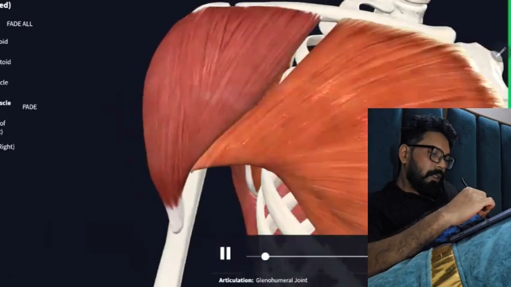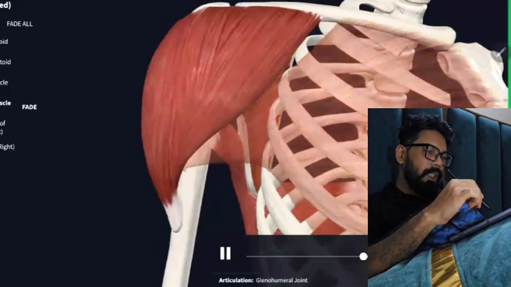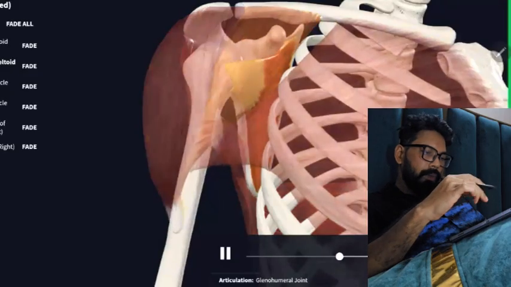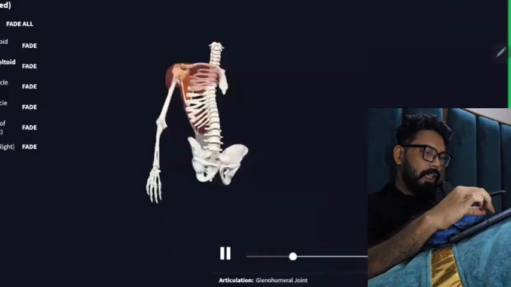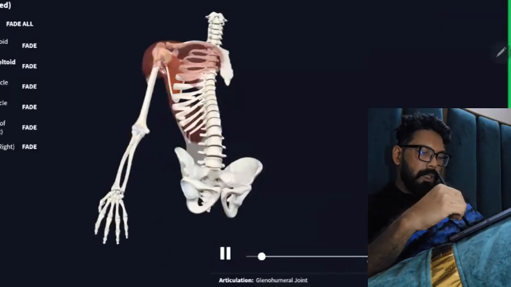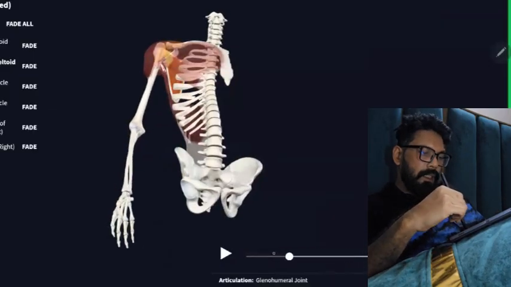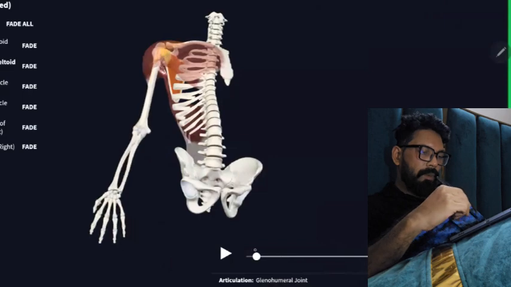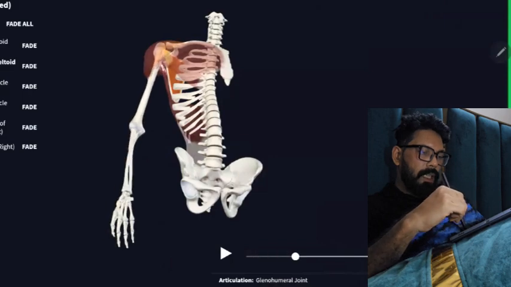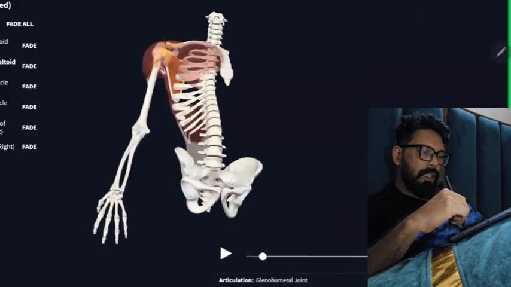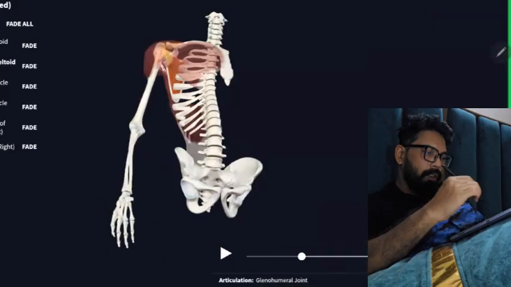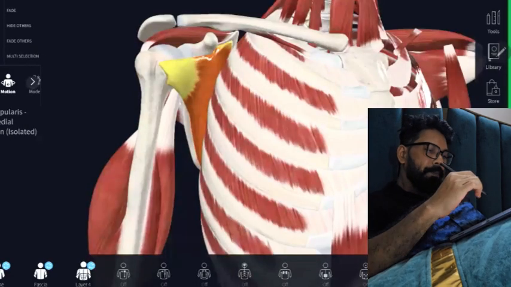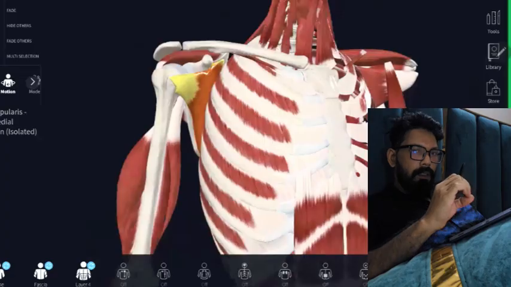Let me just fade this one too, and you can see the subscapularis muscle in action. It moves your hand from outside to inside. So this is called internal rotation. In, out, in, out, in. So internal rotation is done by subscapularis. So these are the four muscles with their work.